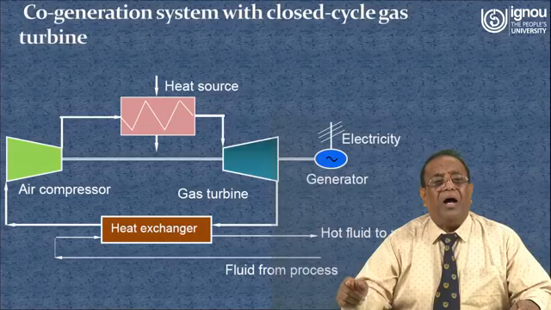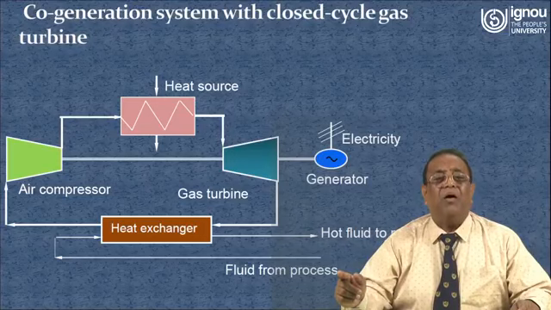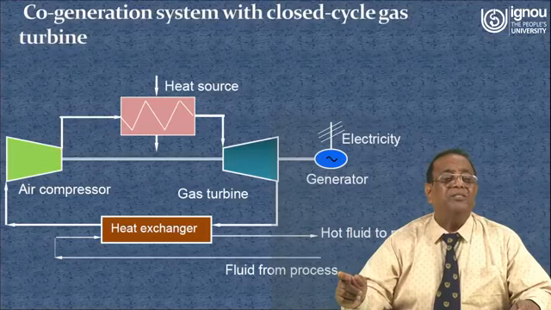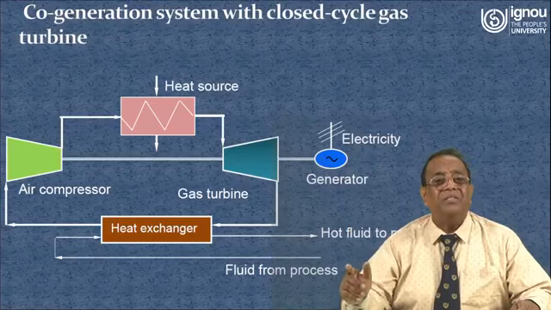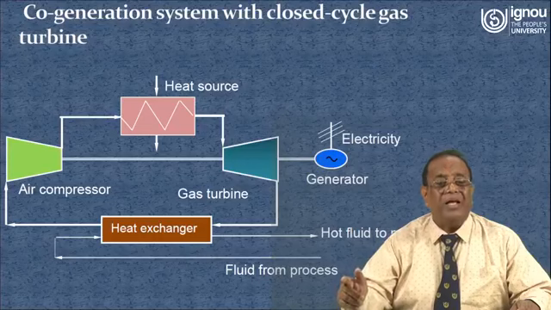And at the outlet of the heat exchanger, the cold gases or air is again sent back to the air compressor, completing the cycle. So, this is the cogeneration system with closed cycle gas turbine.